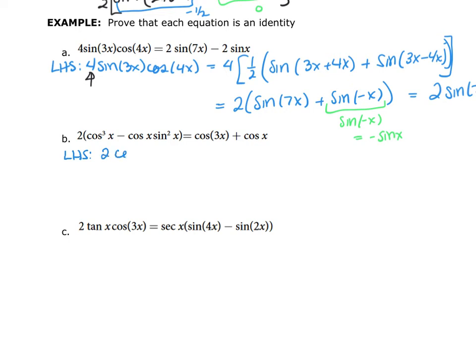This is going to be equal to the cosine cubed x. Remember, you always have to rewrite it before you start messing with it. And then the sine squared of x. Now, the 2 I'm not going to do anything with. I am going to factor out a cosine, however. So if I factor out a cosine of x, I'm going to be left with the cosine squared of x minus the sine squared of x.